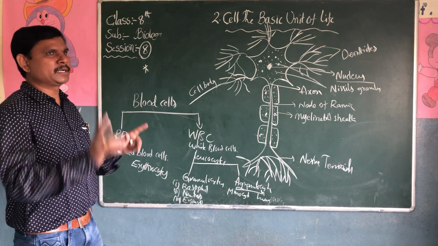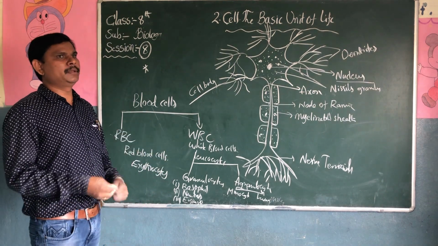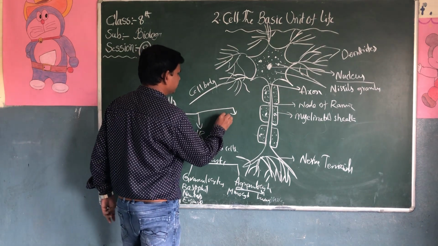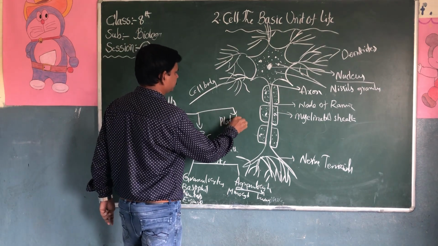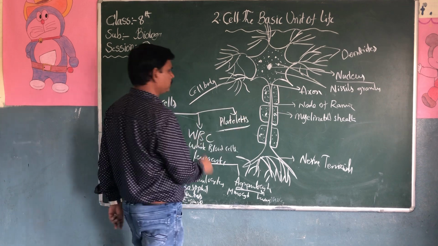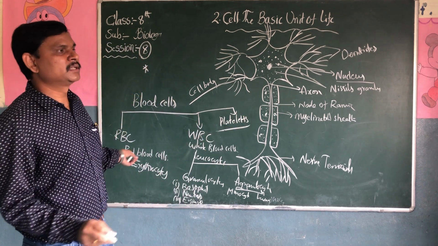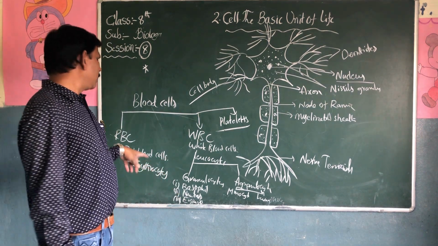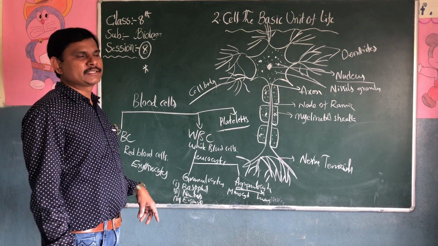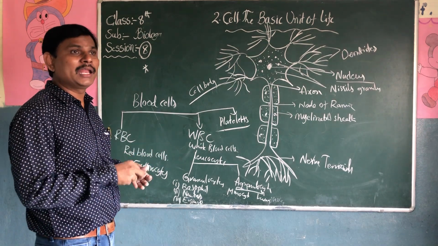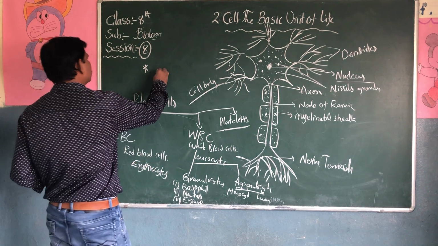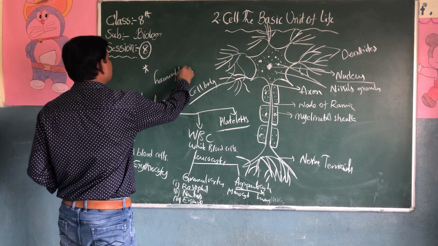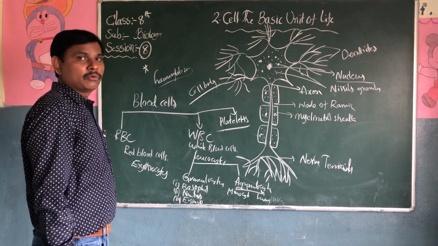Blood cells are divided into two parts: RBC and WBC. One more is there that is not given in the textbook, that is platelets. So there are three types: RBC, WBC and platelets. RBC is also called erythrocytes. Why is blood red in color? Due to the presence of hemoglobin.